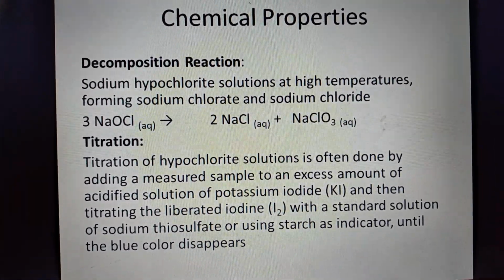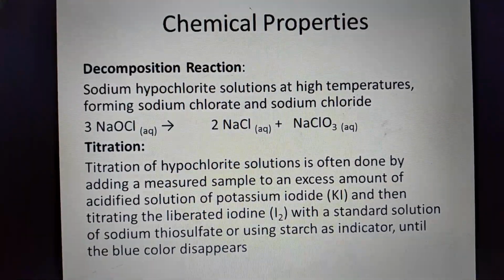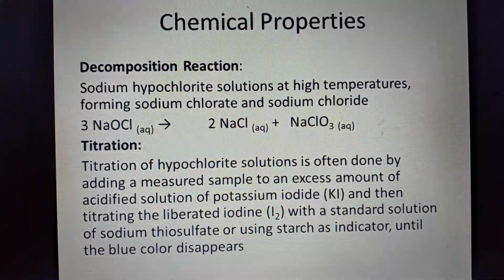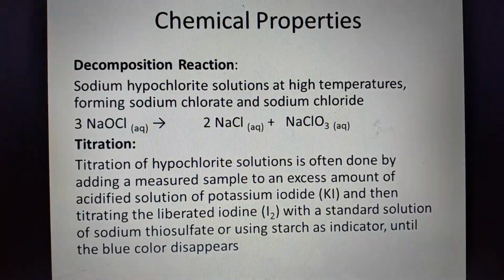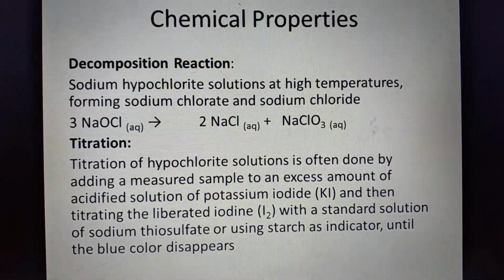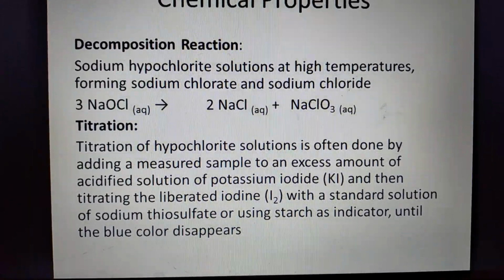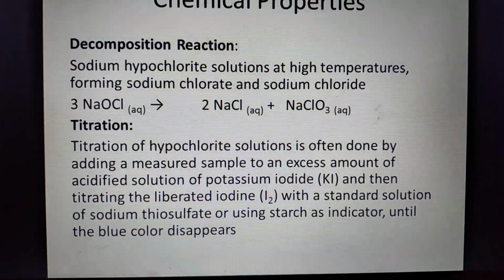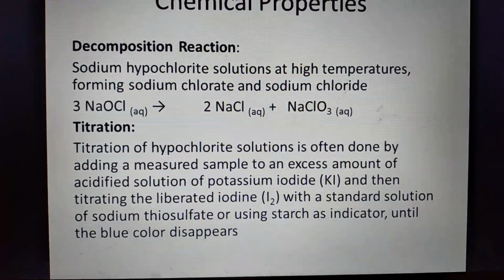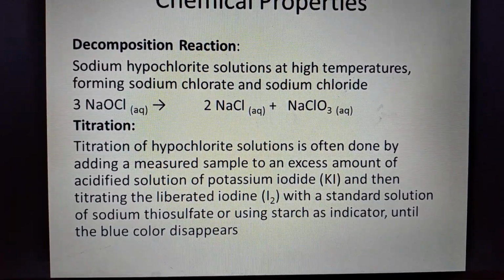Now we will discuss the chemical properties of sodium hypochlorite. Decomposition reaction: sodium hypochlorite decomposes into sodium chloride plus sodium chlorate. We also use it in the lab, as the titration of hypochlorite solution is often done by adding a measured sample to an excess amount of acidified solution of potassium iodide.